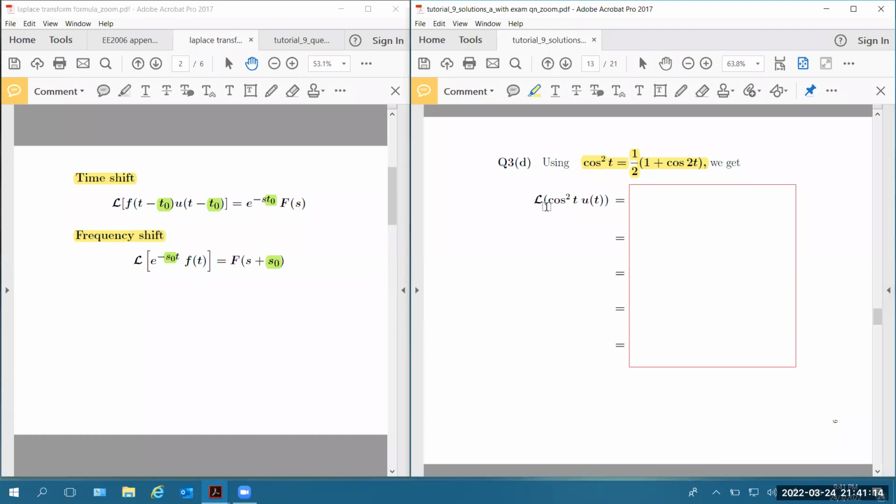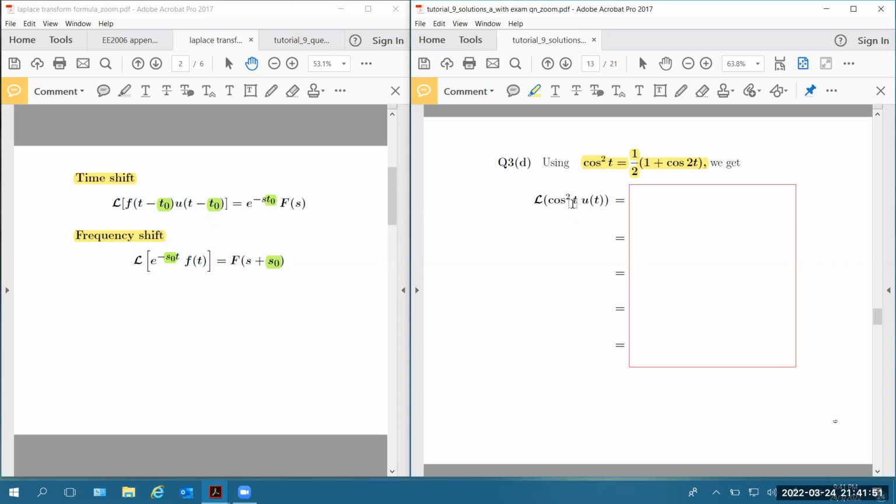Well, actually, the question is cosine square t u(t). Now if you look at cosine square t u(t), and you are thinking, how about time shift, how about frequency shift? The thing is, the formula doesn't match. Cosine square t, do you see u(t minus 2) or u(t minus T)? Don't have. Do you see e to the power something t and then f(t)? You also don't see it, right? So that means the formula cannot fit, so cannot use. Then what's the next thing to do?